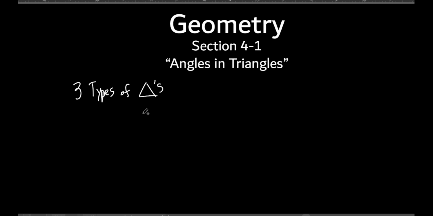So we got 3 types of triangles, and we describe them by their angles. Okay, so I'm going to put in parentheses angles, because after this, we're going to do 3 types of triangles, and we're going to name them or classify them by the sides of the triangles. But this one, we're going to classify them by their angles. All right. So here we go.